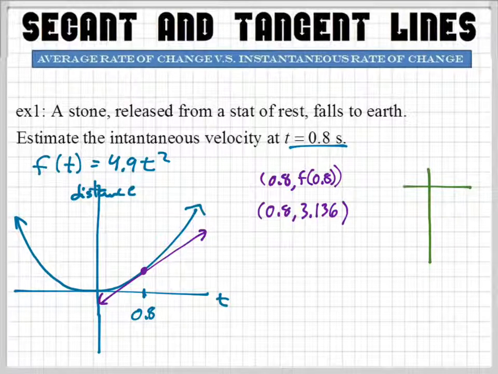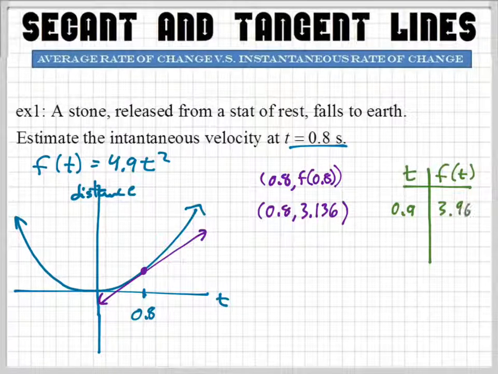Let me explain. We have a t right here. In this case, let's go above 0.8. Let's go 0.9, just a point that's right next to it. To find the point, we're going to have to plug that into our function. Can you guys do that really quick? 3.969. Okay, that's what you got.